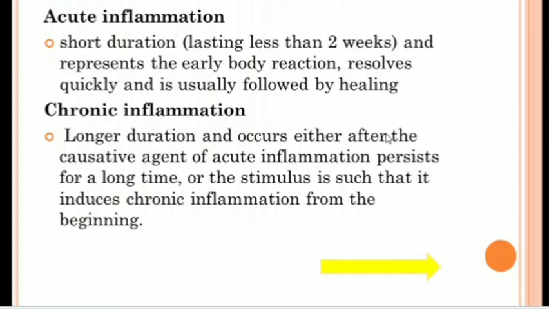Second, we have chronic inflammation, which is of longer duration and occurs either after the causative agent of acute inflammation persists for a long time, or the stimulus is such that it induces chronic inflammation from the beginning. And a variant is another form called chronic active inflammation. This is also a type of chronic inflammation in which, during the course of disease, there are acute exacerbations of activity. So let's go into detail one by one. First, starting with acute inflammation.